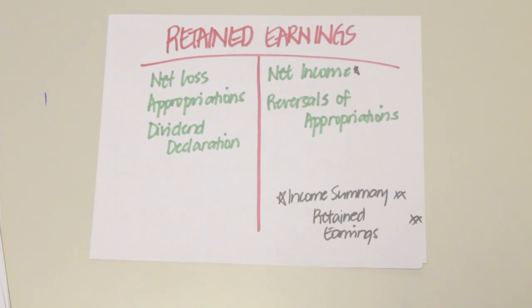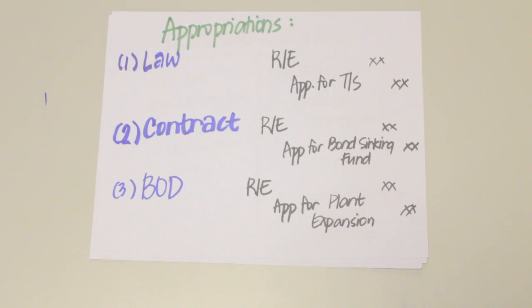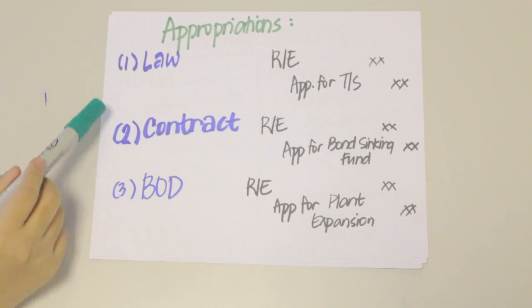A corporation which has continually sustained losses could have a negative or debit retained earnings balance. In this case, it is said to have an accumulated deficit. Earlier, I mentioned that a portion of retained earnings can be appropriated or restricted. The need for such appropriation can be required by one of the following.